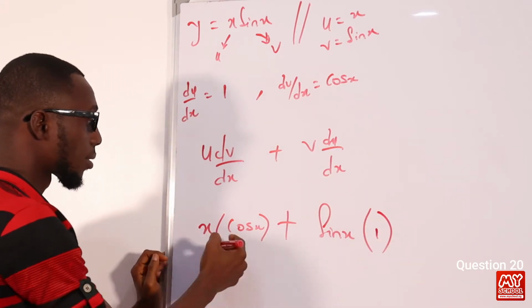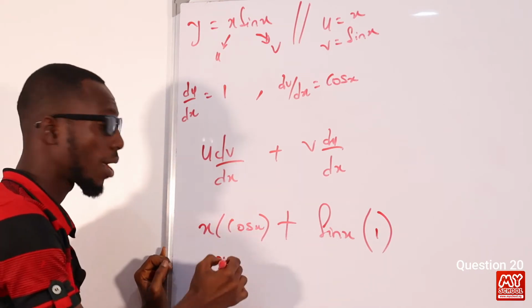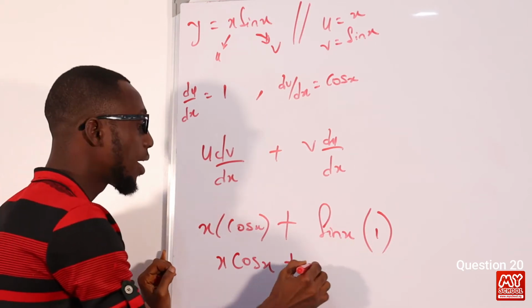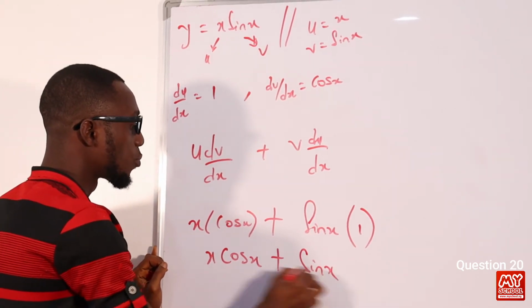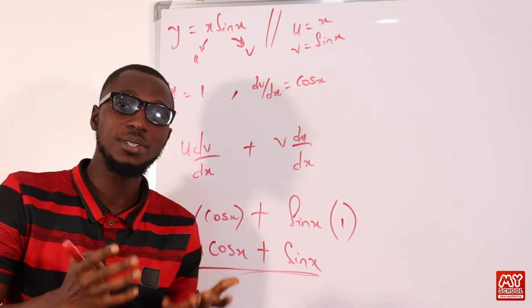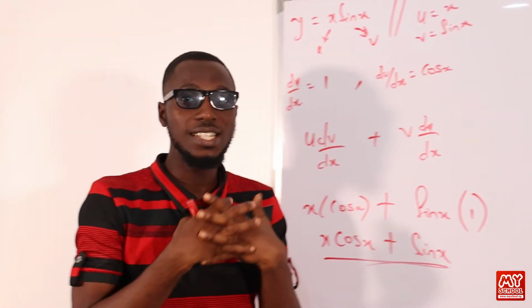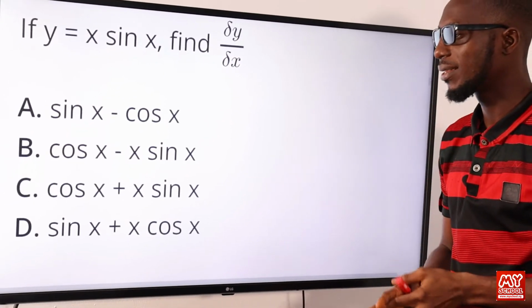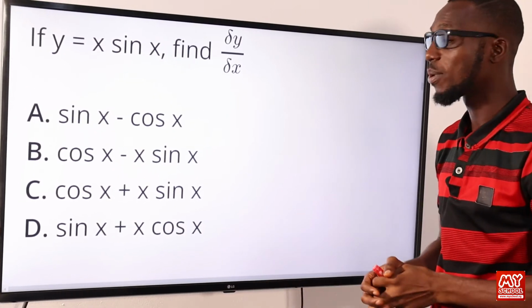x times cos x, we have x cos x, plus sine x times 1, we have sine x. So what we should be looking for is sine x plus x cos x. Let's go back to the screen and see if we can find this value. Sine x plus x cos x. We can see that in option D. So option D is the correct option.